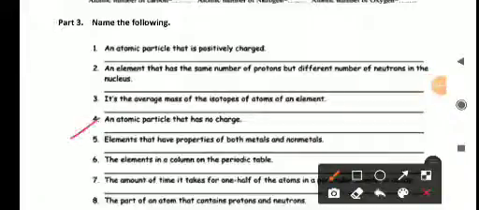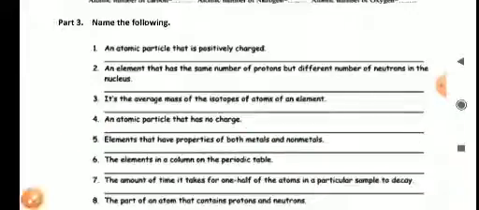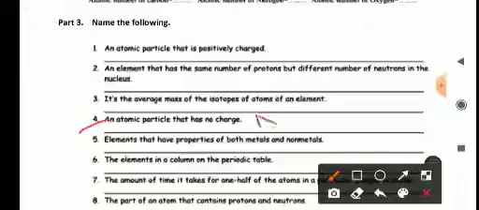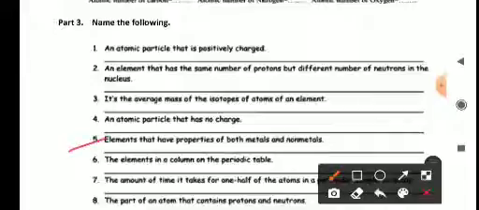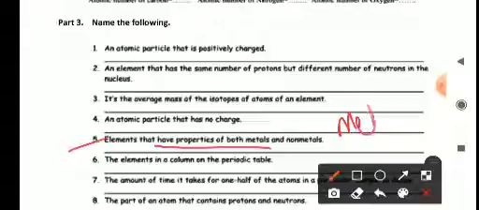Number 4, an atomic particle that has no charge is called a neutron. Number 5, an element that has properties of both metals and non-metals is called a metalloid.